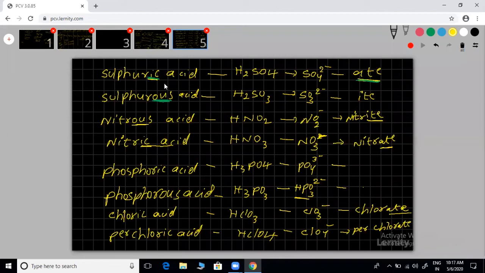Perchlorate. So I think you got my intention, where you have to write "ate" and when you have to write "ite". That is my intention ultimately. Now if I ask sulfide, sulfate, phosphate, nitrate, you should not get any confusion. Try to learn all these things and remember. If you remembered, we can go further. First check whether you remembered or not.